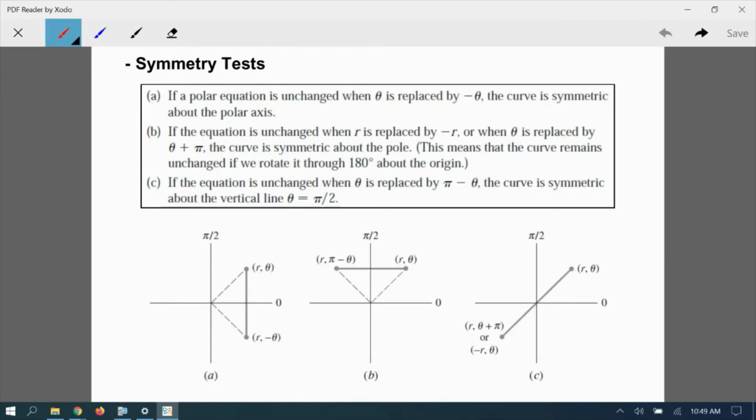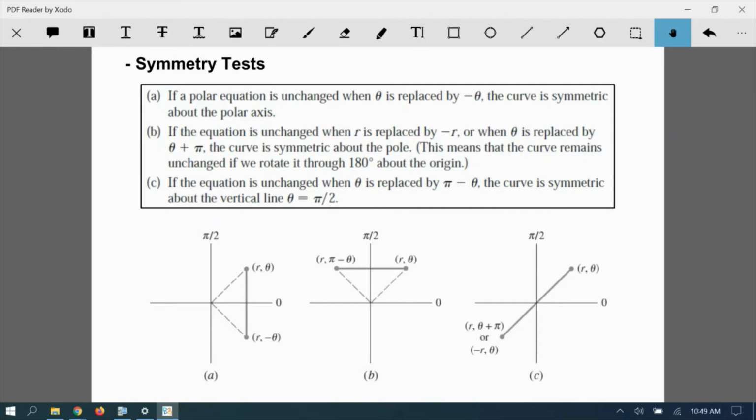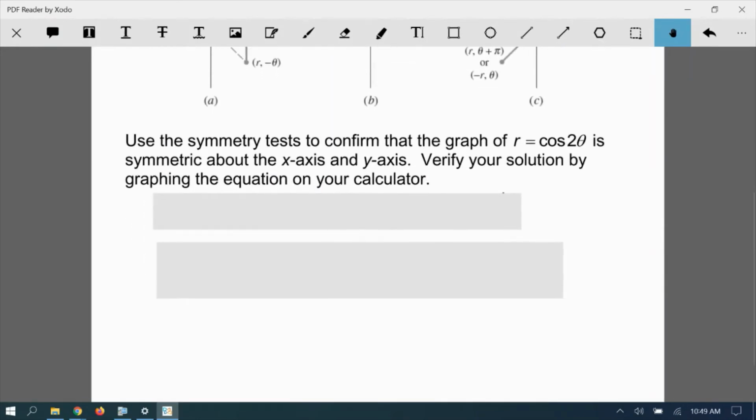Okay, so on the next problem, what you are asked to do is use the symmetry test to confirm that this graph is symmetric about the x and the y axis, and then you can graph it on your calculator and make sure that that actually makes sense. So we know it's symmetric, but go ahead and actually work through the symmetry arguments that are given above and make sure that this is true.